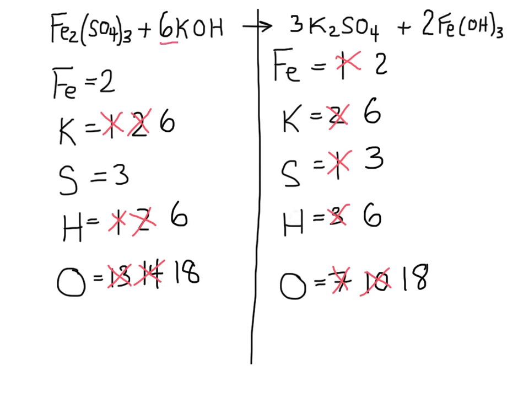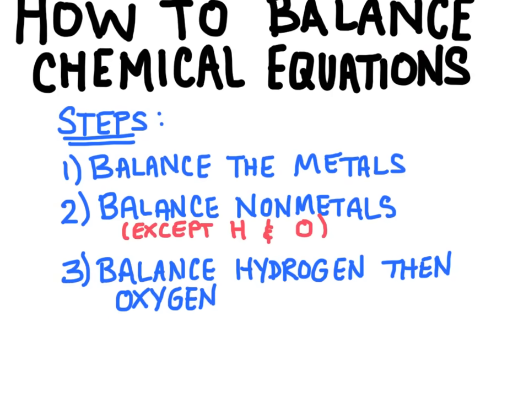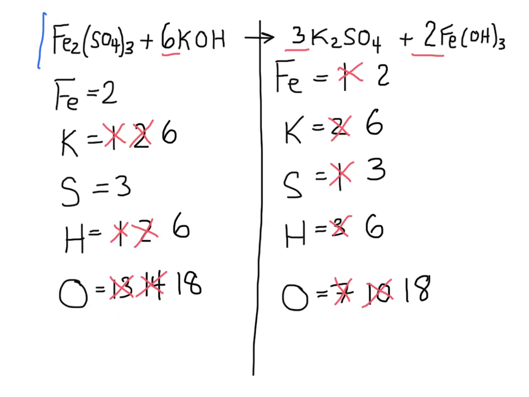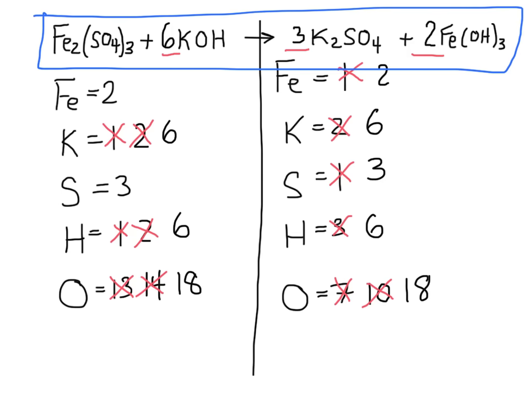So I just had to add a 6 there, a 3 there, and a 2 there. If you follow these steps, the beauty of these 3 steps is that generally, just like what happened here, the hydrogen and oxygen just simply balance themselves. That happens a lot of times when you follow these steps. And so this is our completed balanced chemical equation.